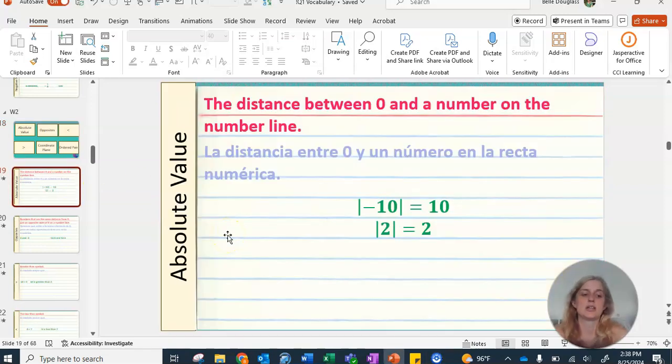Reminder on the color coding key. If you are writing in English, you need to be writing the pink words and the green words. If you're writing in Spanish, si estás escribiendo en español, necesitas escribir las palabras de azul, morado y verdes. So you don't need to copy down all 3. Just pause the screen here, copy down the language that you want and the green math example. This card is for absolute value.